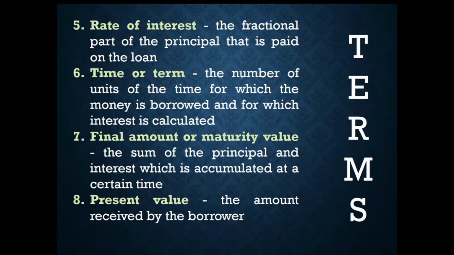And then finally, the final amount or maturity value is the amount to be paid by the borrower or the maker, which is a combination of the principal and the interest. And then aside from that, if you are going to be computing for the amount received by the borrower in terms of a given set of values like the final amount, that is called the present value. There are instances in which you are going to be computing for the present value given the final amount that was paid by the borrower or the maker.